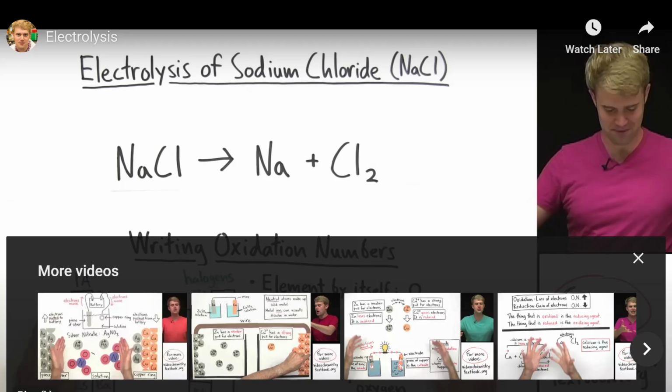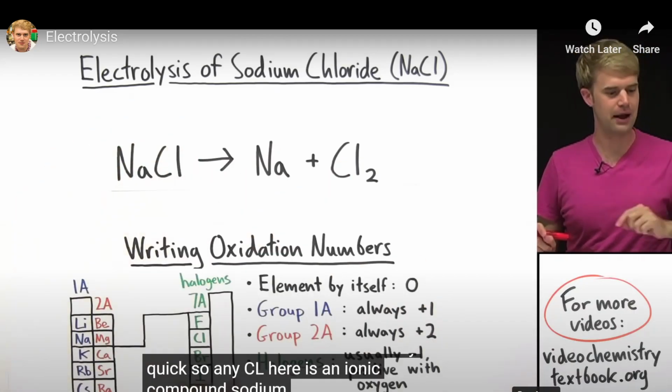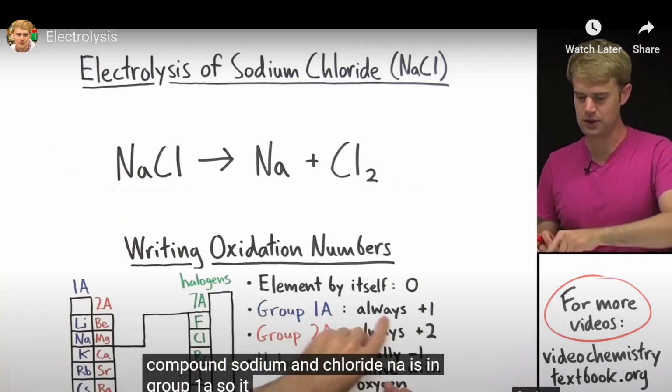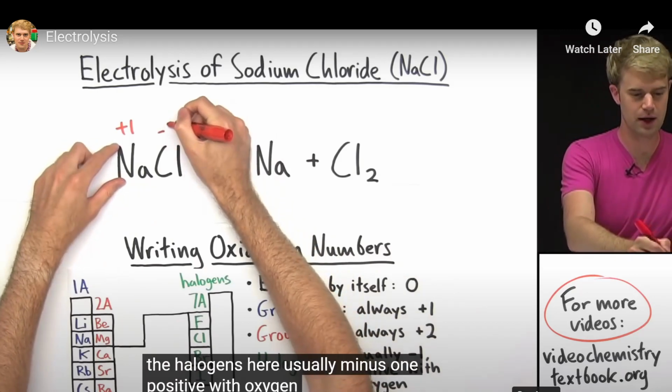Oxidation number. Positive 1. Negative 1? 0? 0. Okay, cool. Information here will help us write oxidation numbers for these elements. We can do this really quick. So NaCl here is an ionic compound, sodium and chloride. Na is in group 1A, so it's always +1. Cl, chloride, is one of the halogens here, usually -1, positive with oxygen, definitely -1 here.